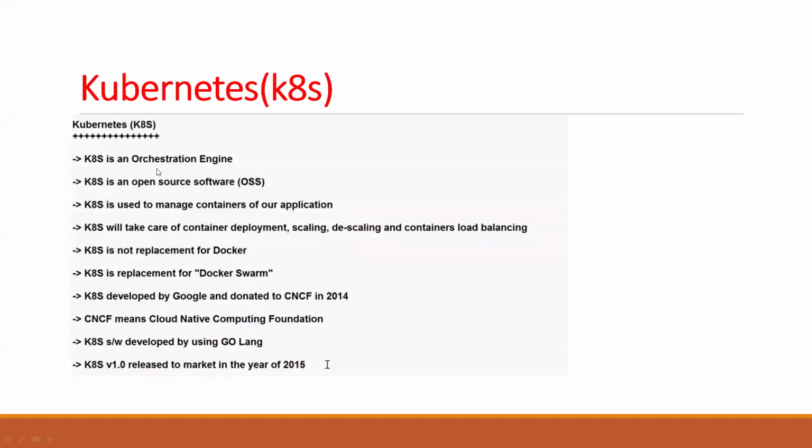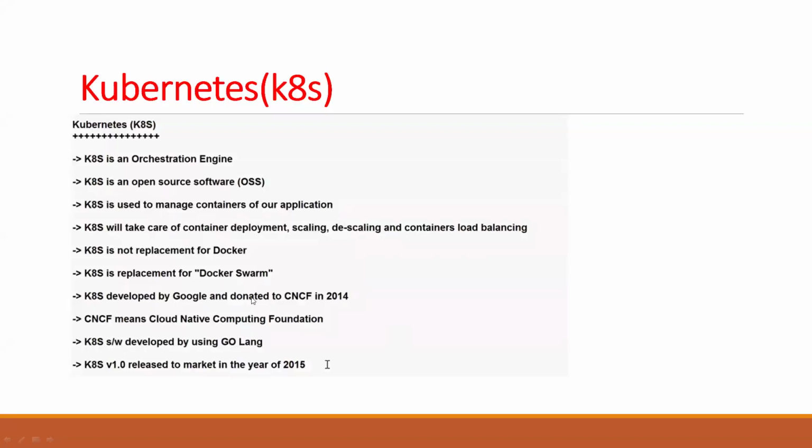So Kubernetes is an orchestration engine. It is open source software. It is used to manage the containers of our application. It will take care of container deployment, scaling, descaling, and container load balancing. So K8s is not a replacement for Docker. Kubernetes is a replacement for Docker Swarm.